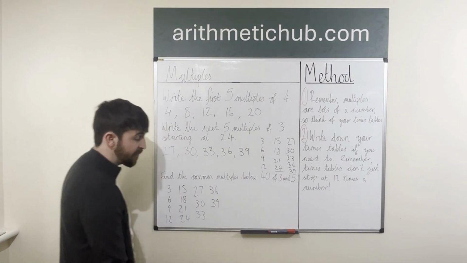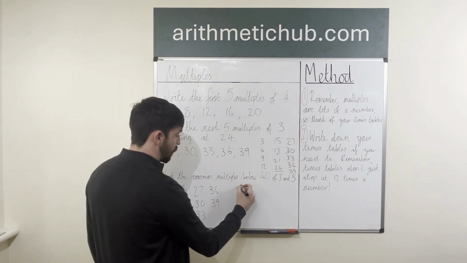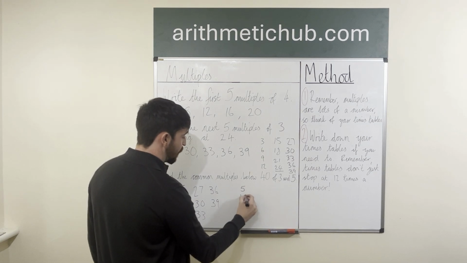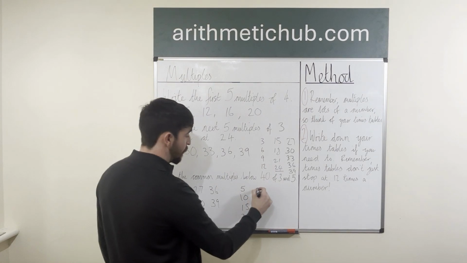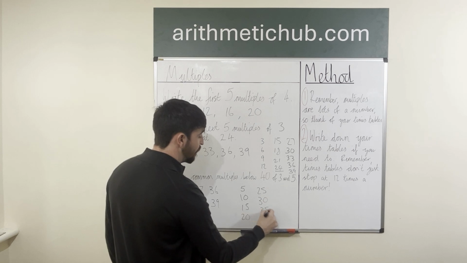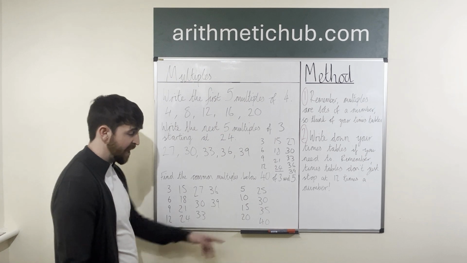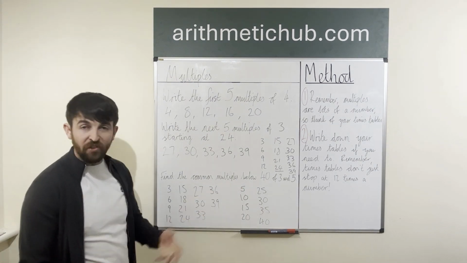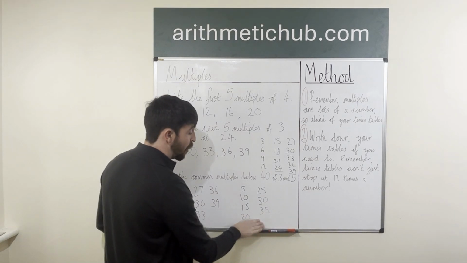Now I'm going to write all my multiples of 5 that are also below 40. So, 5, 10, 15, 20, 25, 30, 35. Now I don't write 40. I've written 40 there. Doesn't make sense, does it? Because 40 isn't below 40. 40 is the number 40 itself, so it's not below 40.